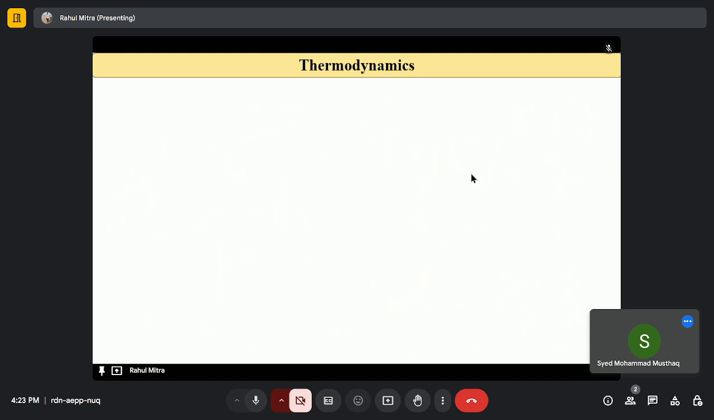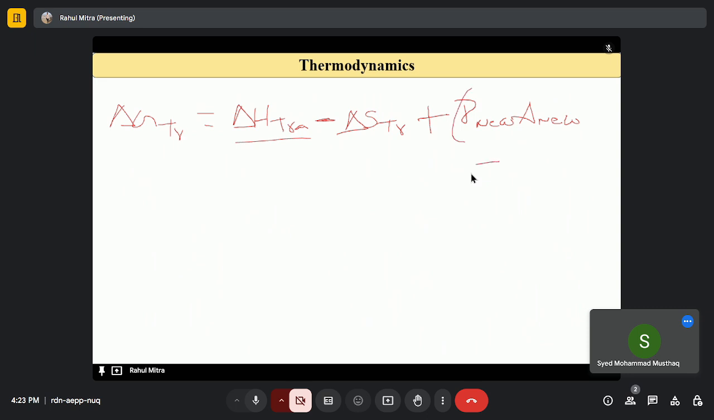And this will turn out to be delta G transition equals delta H transition minus T delta S transition, which should be equal to plus gamma mu A mu minus gamma old A old. That's it. Now how are we going to define the areas?